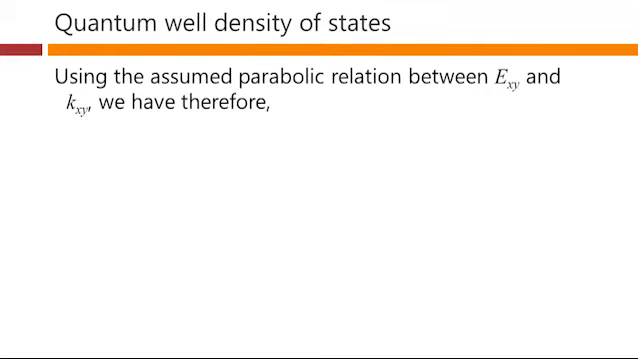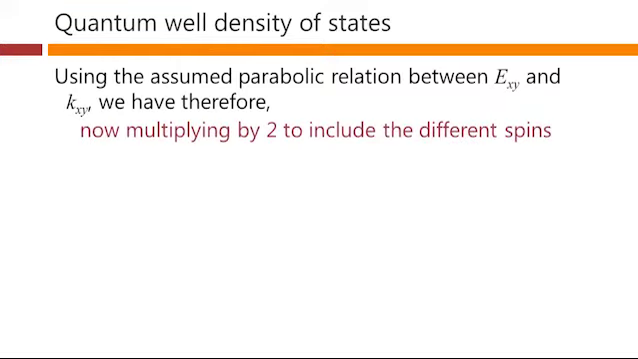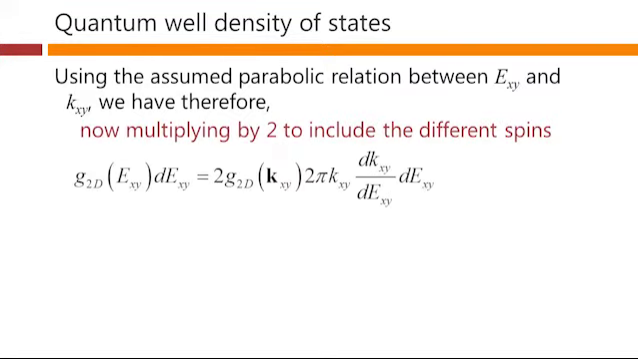So, using the assumed parabolic relation between Exy and kxy, we therefore get, multiplying by 2 to include the different spins, exactly analogously to the three-dimensional expression, our factor of 2 from spin, our density of states in k-space, our area of that annular ring, 2 pi kxy times dkxy, but of course we're substituting with this expression for dkxy.